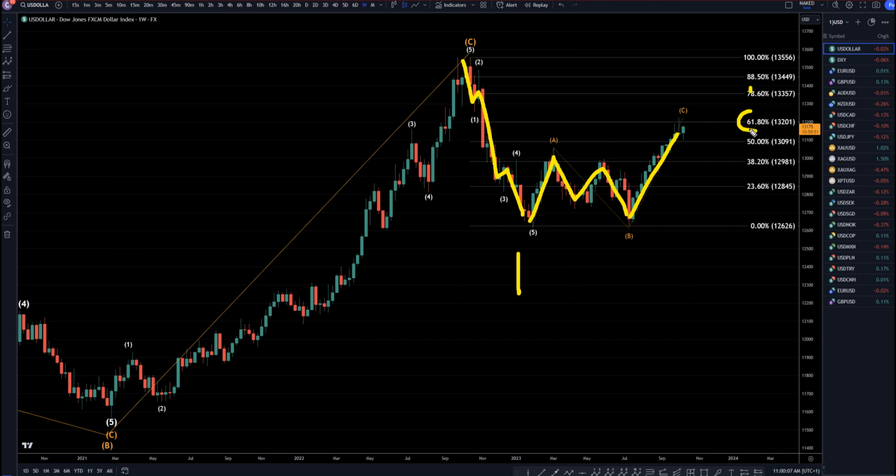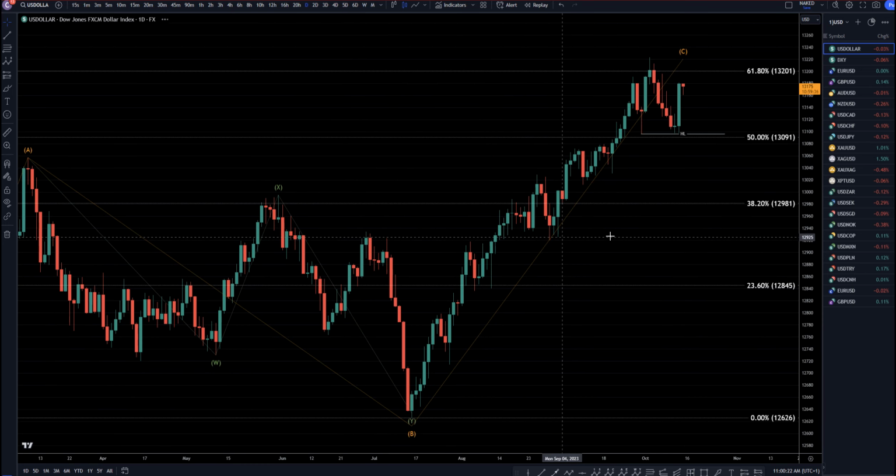It very easily could go up to the 78% before it actually does turn. But if it does make a break of structure on the shorter time frames, I will call that the end of a wave 2, and that potentially would be the beginning of a downtrend for the continuation of a wave 3. So let's head down to the daily time frame.